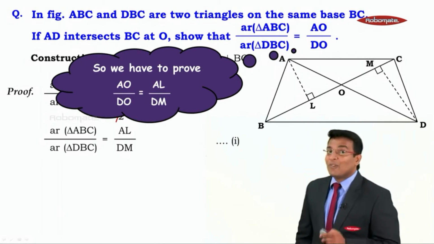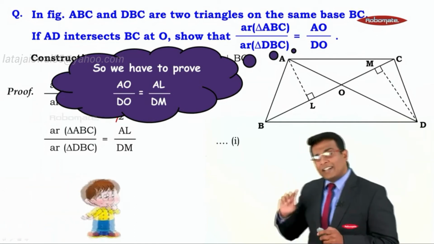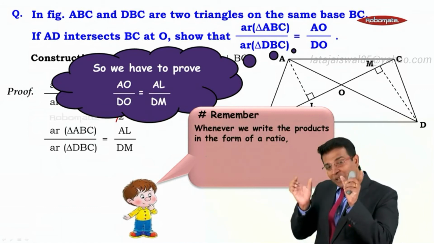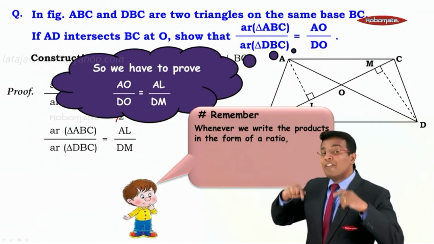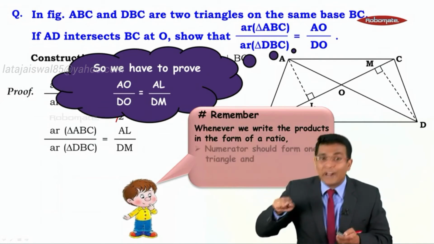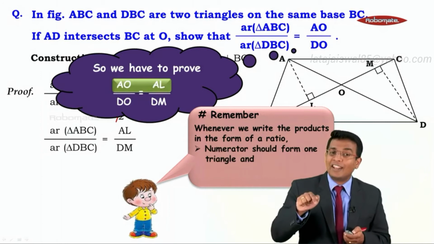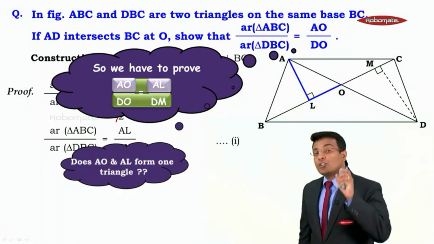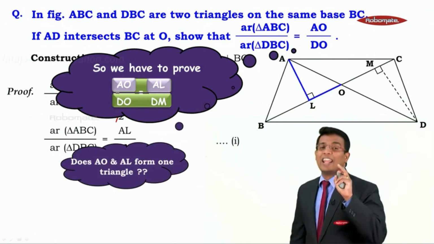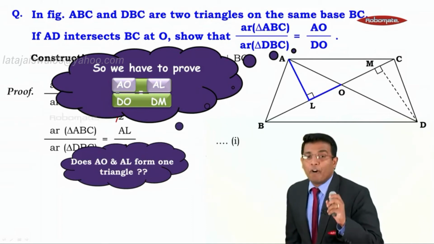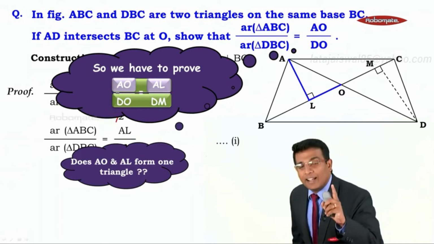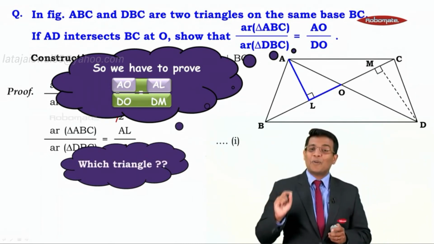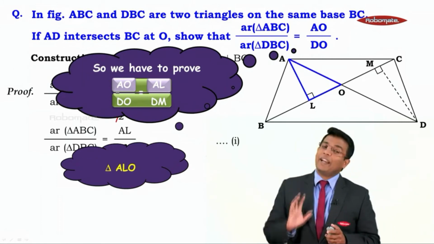So now remember, we want two ratios to be equal. You know what we had learnt earlier, if you remember? Whenever we had two products equal, we used to write them in the form of a ratio. But when we write those products in the form of a ratio, remember that the numerator should form one triangle and the denominator should form another triangle. That means now only focus on the numerator. If you focus on those numerator AO and AL, do they form one triangle? Yes, they form one triangle. Which triangle is that? It is nothing but triangle AOL, right? Which triangle? It is ALO, right?